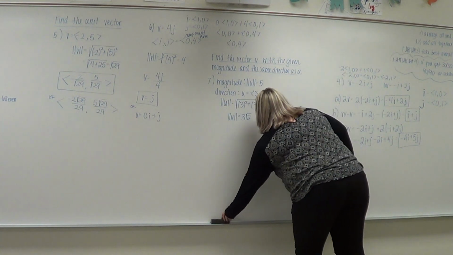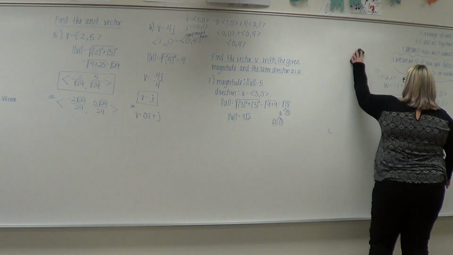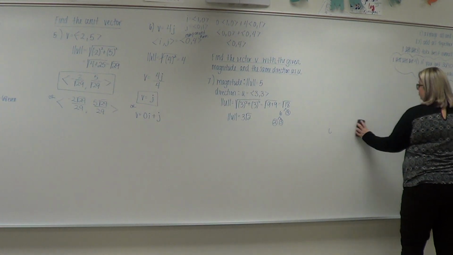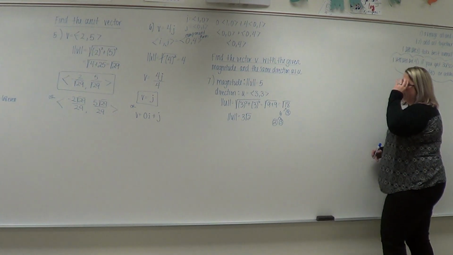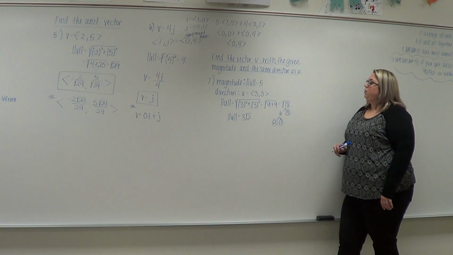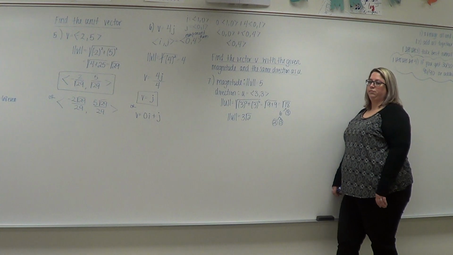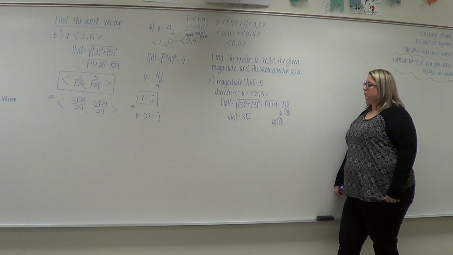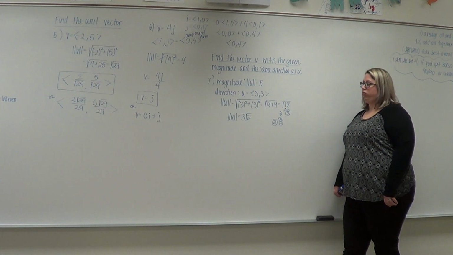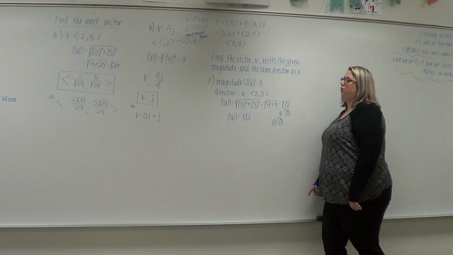So what would my unit vector be, or how would I find my unit vector now? If you told me the formula is v over magnitude of v, how would I find my unit vector for u? So what do we do over here?